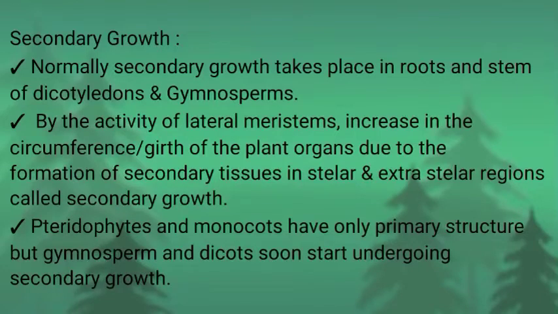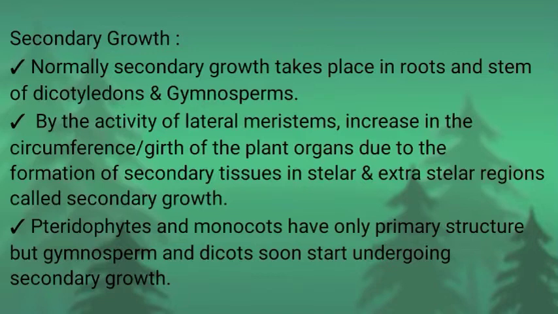Pteridophytes and monocots have only primary structure, but gymnosperms and dicots soon start undergoing secondary growth. Here you have to remember, due to the activity of lateral meristem, the increase in the circumference or girth of the plant organs by secondary tissues in stellar and extrastellar regions is called secondary growth.